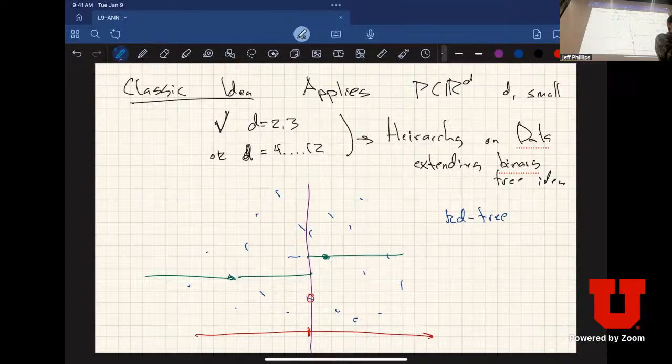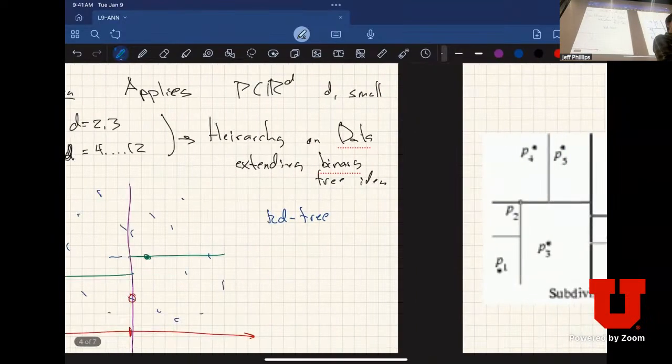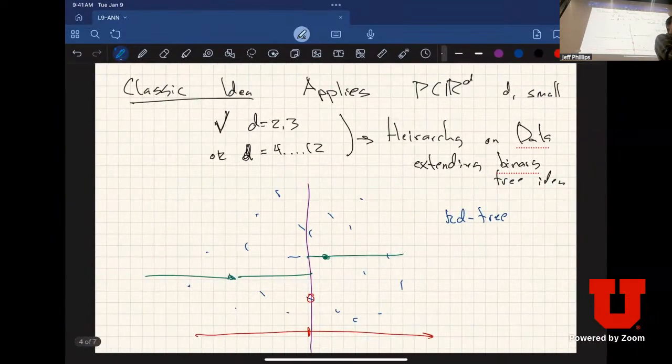Okay, so now, I'll show a better picture of this first, but let me first say, if I have a query, let's say my query is here, then what can I do? How does this work? I want to find the nearest neighbor, probably one of these 2 points.